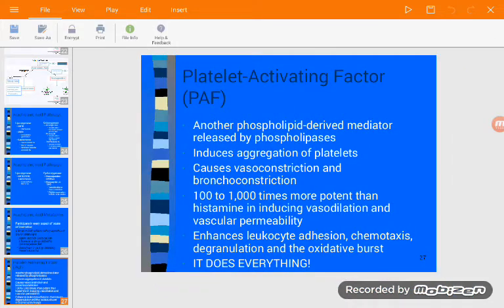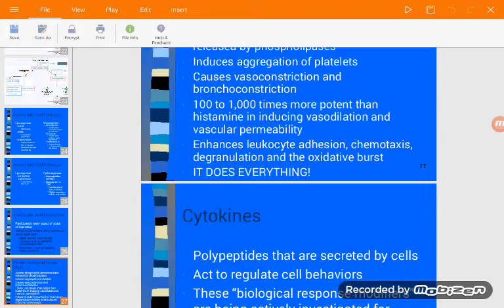There is also another mediator called platelet activating factor. It is released from activated platelets during platelet aggregation. It has a very strong vasodilator effect, more than 100,000 times more potent than histamine in vasodilating the blood vessels and increasing plasma permeability, but it has a bronchoconstriction effect. It also enhances leukocyte adhesion, chemotaxis, and degranulation and the oxidative burst, which contains free radicals to kill the microbes. So it leads to attraction and activation of leukocytes.